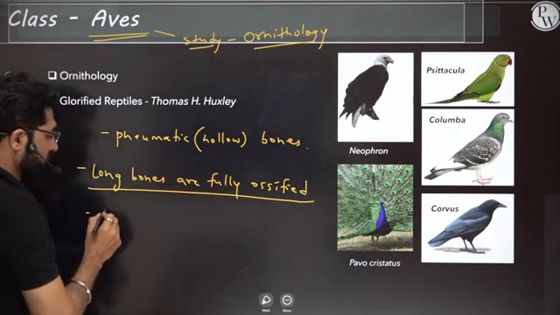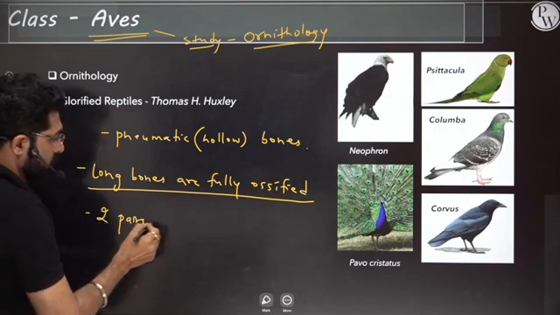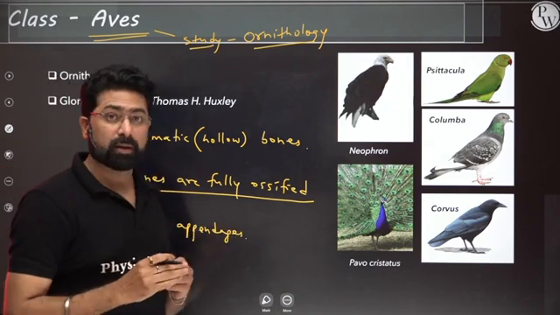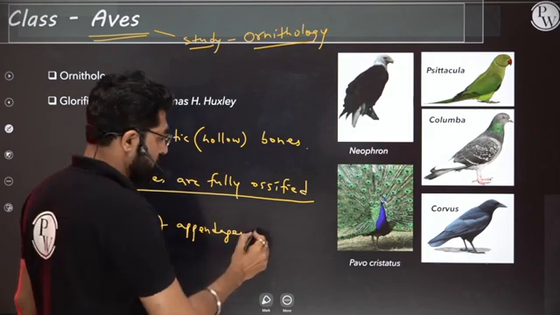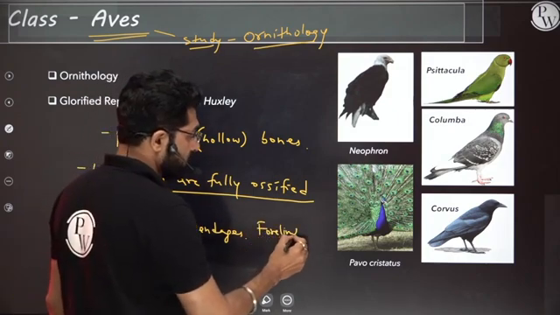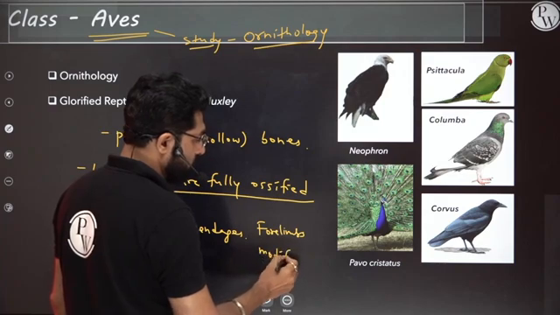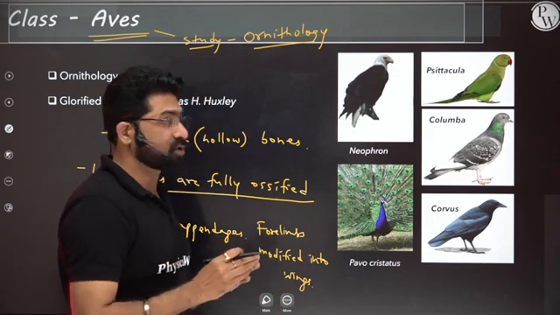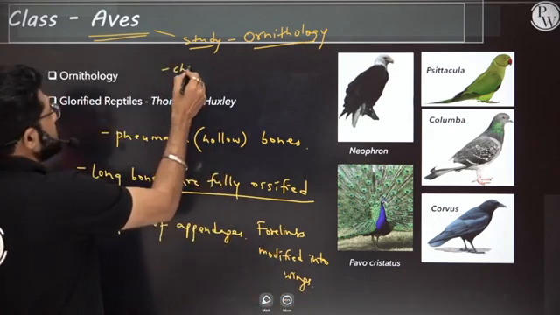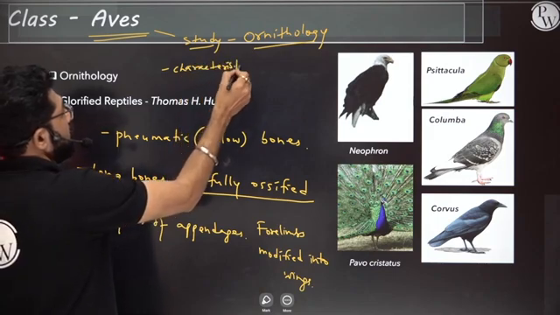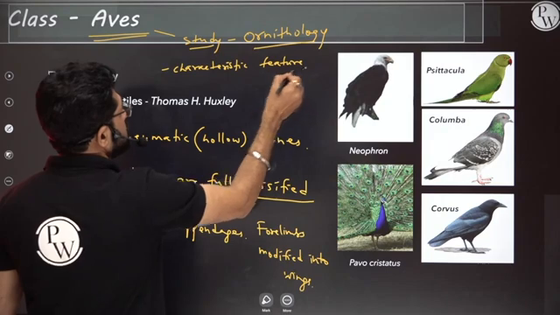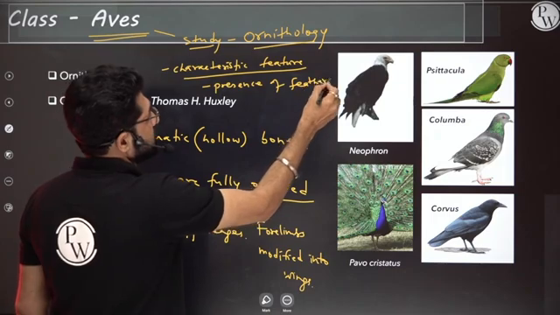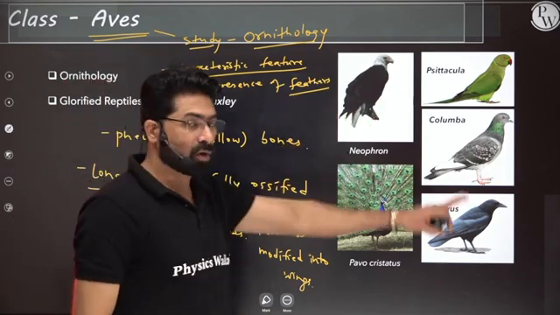Clear? Moreover, they have two pairs of appendages. The four limbs are modified into wings. Characteristic feature is the presence of feathers. Please remember this, very important. So you can see feathers are present in all.